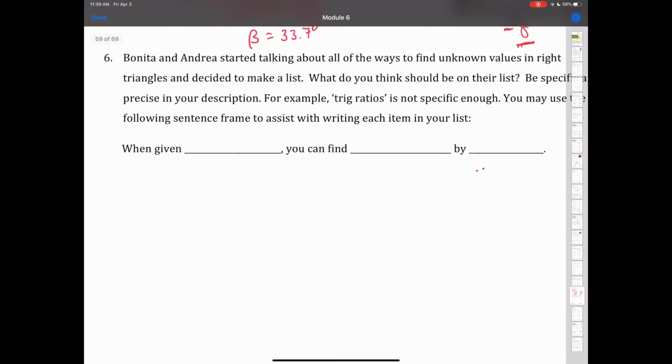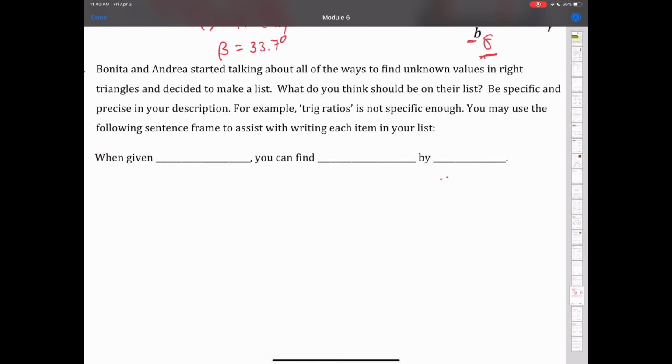Benita and Andrea started talking about the ways to find unknown values in right triangles and decided to make a list. What do you think should be on their list? Be specific and precise in your descriptions. For example, trig ratios is not specific enough. You may use the following sentence frame to assist you in writing each item on your list.